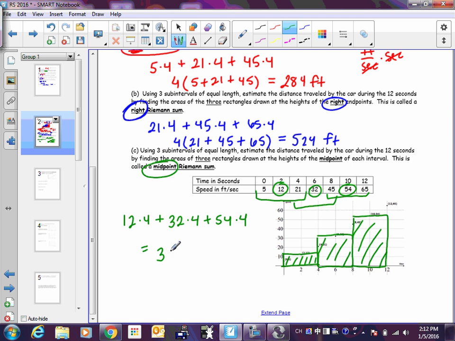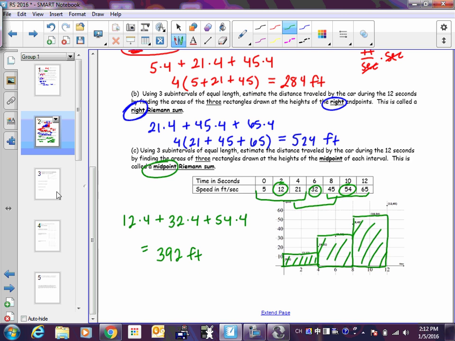Okay, what are you guys getting here? 392 feet. So far out of these three answers, which do you think is the closest to the true answer? Probably the midpoint. Is it exactly right? Probably not. It's probably a little over, a little under. We don't really have enough information to decide that yet.